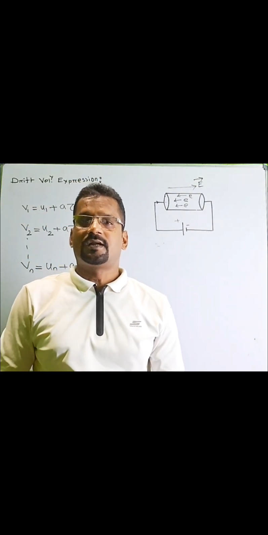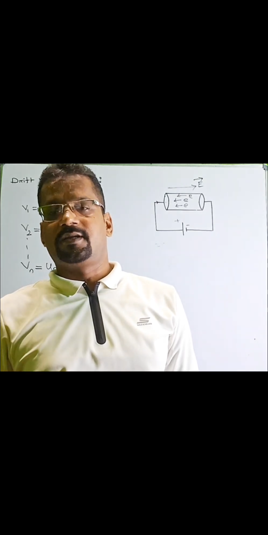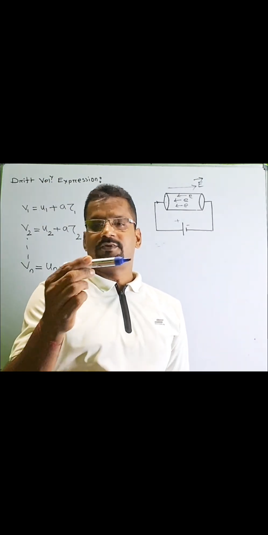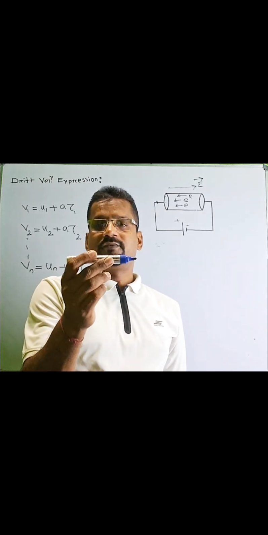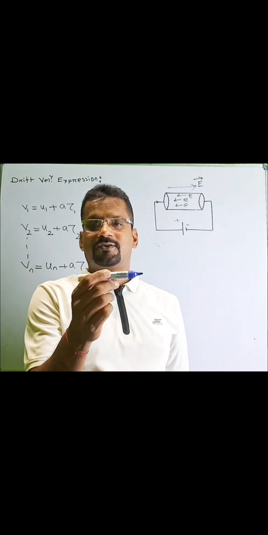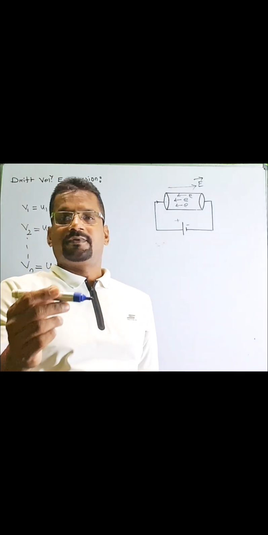Class 12 physics, chapter Current Electricity. We are going to deduce the expression for drift velocity. For this, what should be known to you? A simple result: suppose this is a conductor and no electric field is present. What about the free electrons inside the conductor? In that case, the free electrons have thermal velocity.